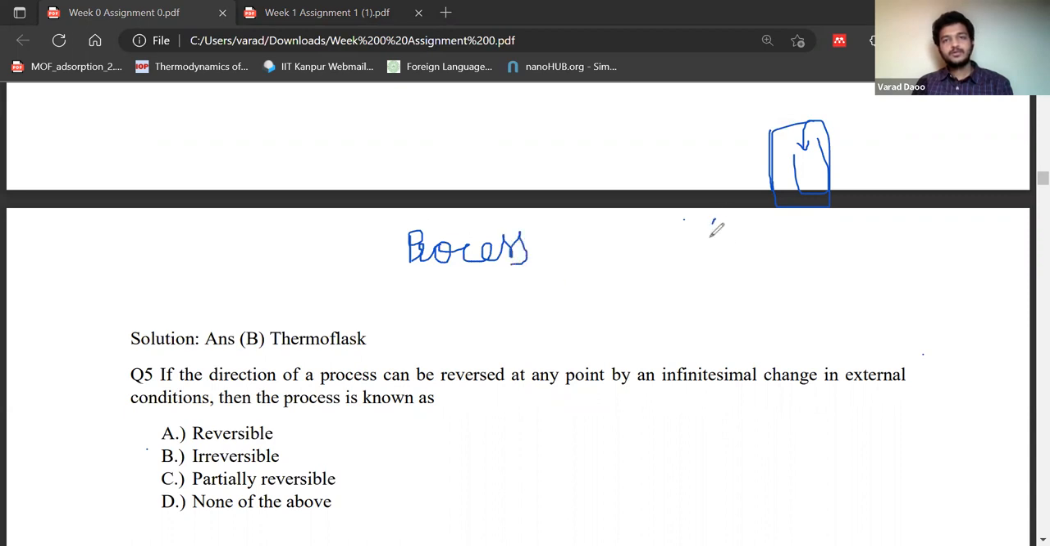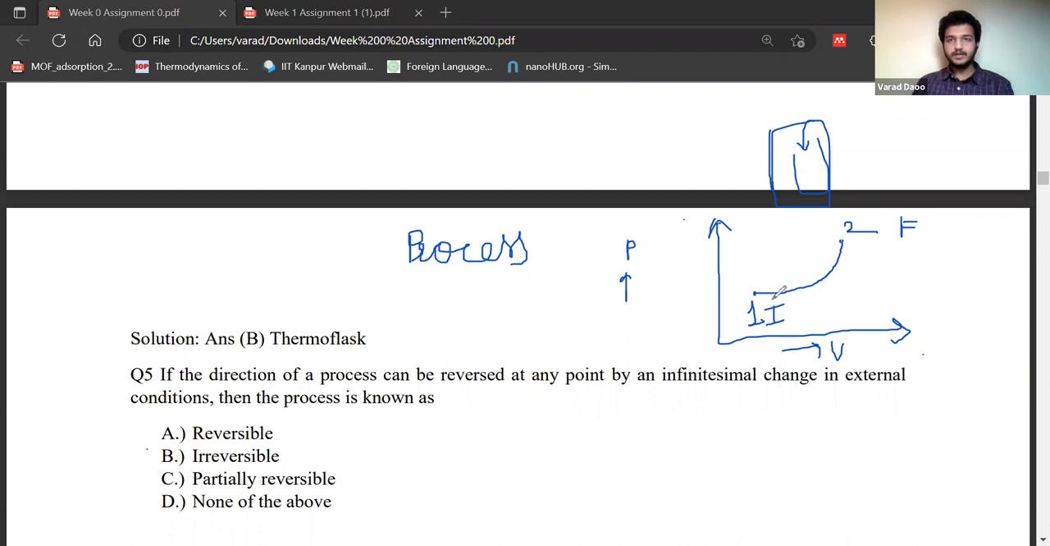So let us consider that this is a thermodynamic diagram in which the y-axis represents pressure and the x-axis represents volume. Let us assume that this is point 1, the initial state of the system. When you go from 1 to 2, this is the initial and this is the final position, right? And the direction of the process is like this.